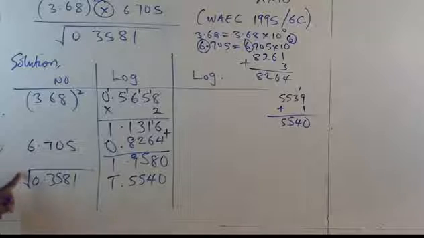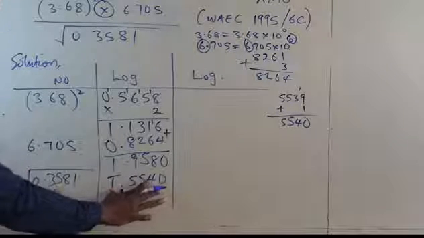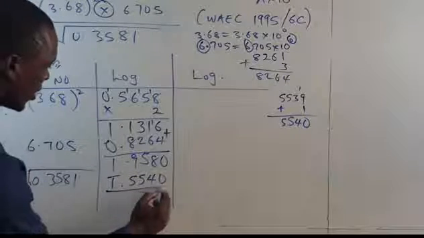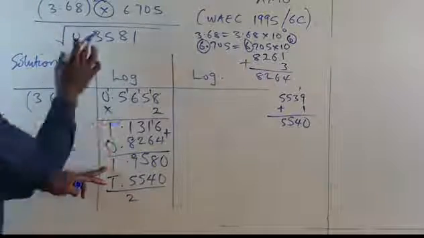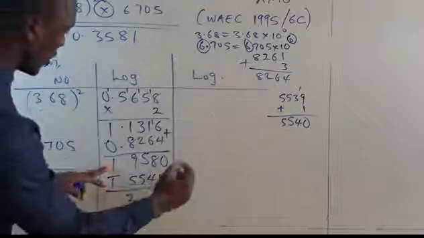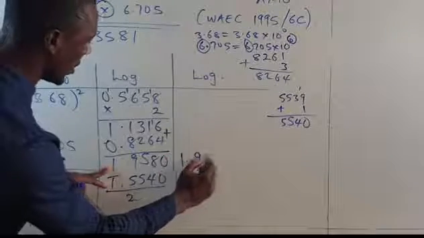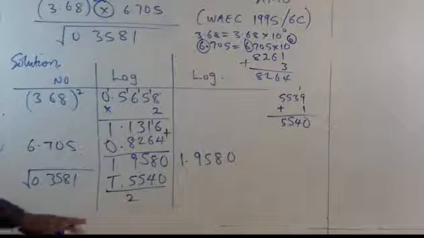To make use of the square root, we are going to divide the logarithm of 0.3581 by 2 because of the square root there. So it's going to be divided by 2. Let's move the answer of the numerator to the last column, which is 1.9580.